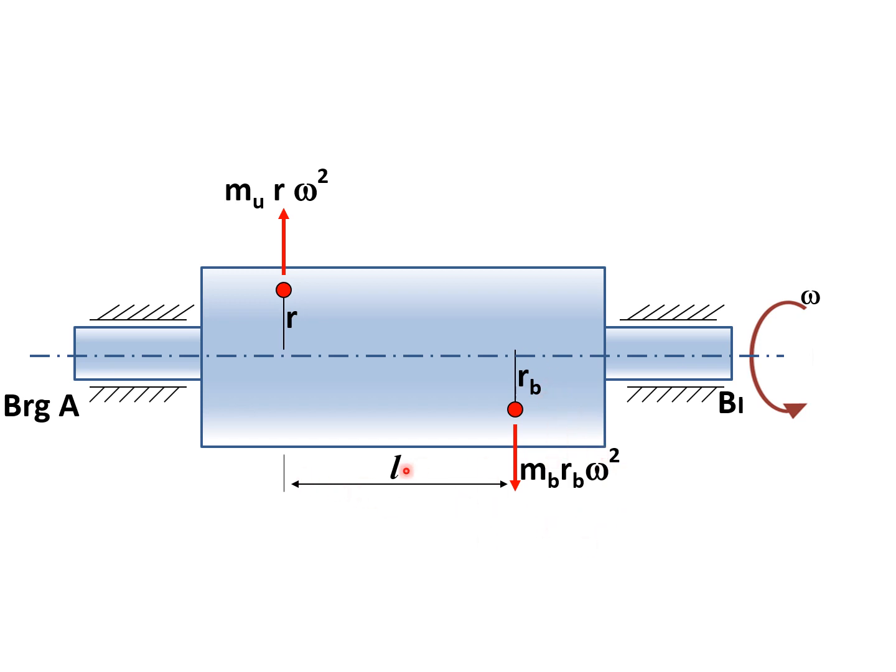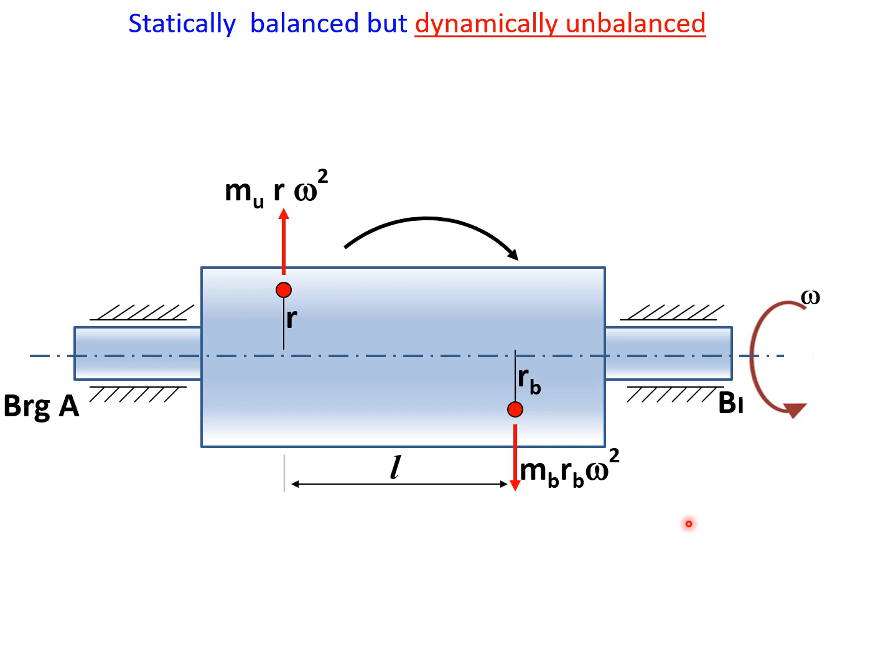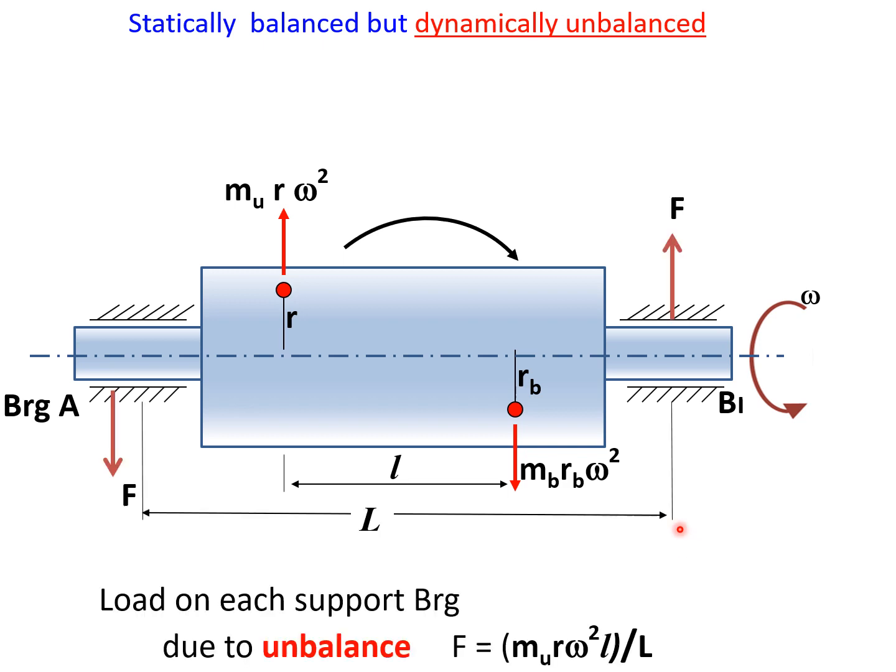But because they are not in the same plane, they will generate a couple. So because of this couple, the force which will be acting on the bearings will be mu r omega square, small l, which is the distance between the two masses, divided by capital L, which is the distance between the bearings. So this kind of forces are generated on the bearing. Because of these forces, the bearings may fail and there may be a lot of vibration, and that is why we have to go for dynamic balancing.